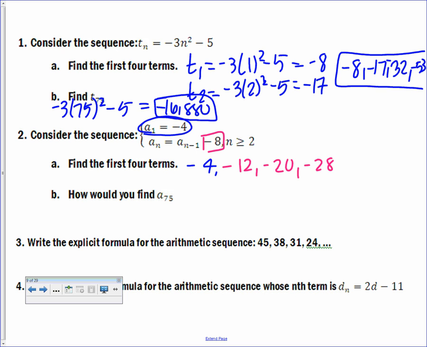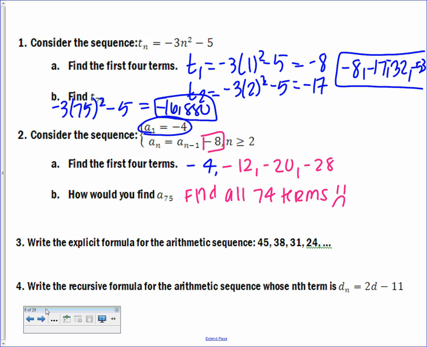To find A sub 75, you need the 74th and the 73rd and so on. So you would have to find all 74 terms ahead of it. Sad face. I don't think I would ever ask you to do that. That's just not nice. Notice the difference between 1 and 2: it's easy to do that in number 1, and in number 2, it is not easy. So notice the different formulas.